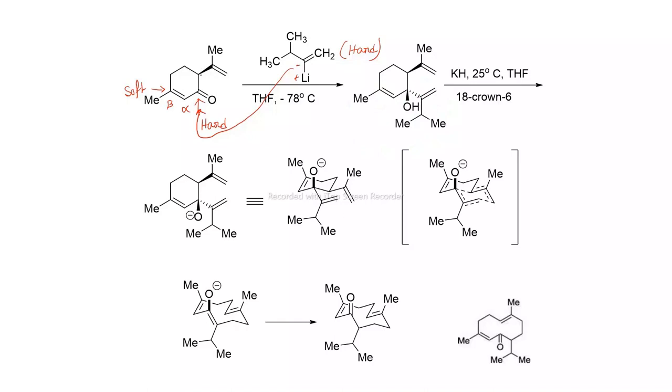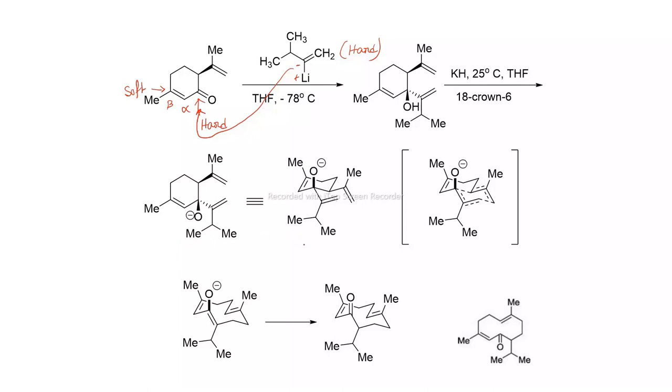Let's say we assume this particular group is upside. Due to sterics, the nucleophile will come from the lower side, so the oxy group will go upside and the nucleophile will go downside. That's why we get this particular stereochemistry. Again, the oxy-Cope rearrangement will happen, the carbanion will form, the potassium will be trapped by the crown ether, and we will get the product.